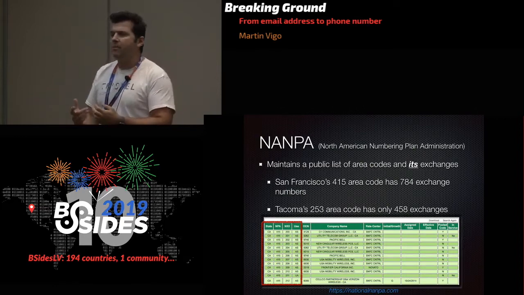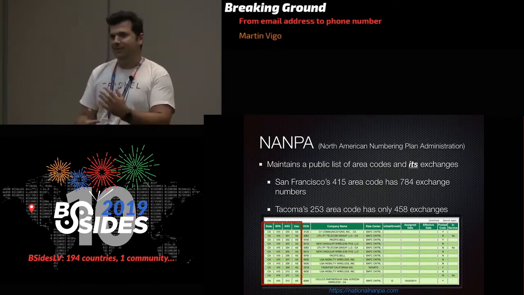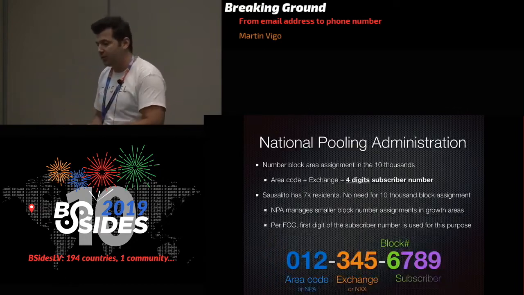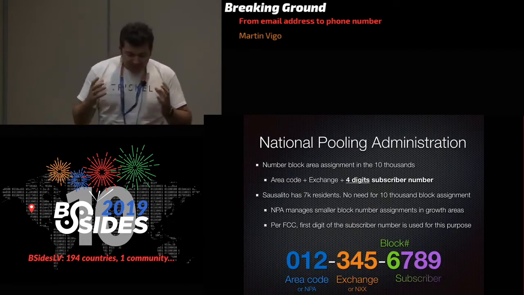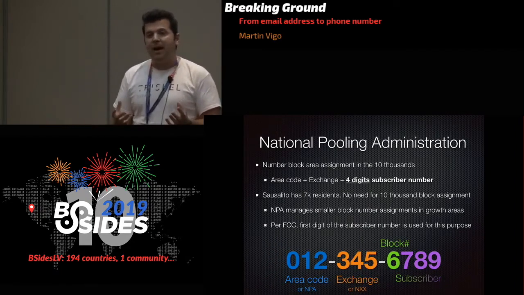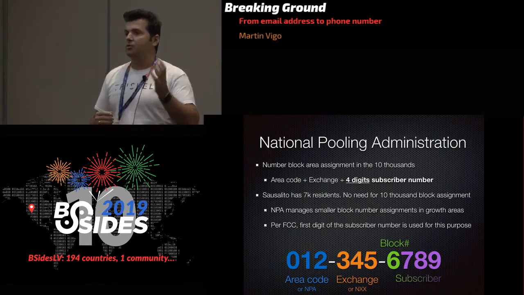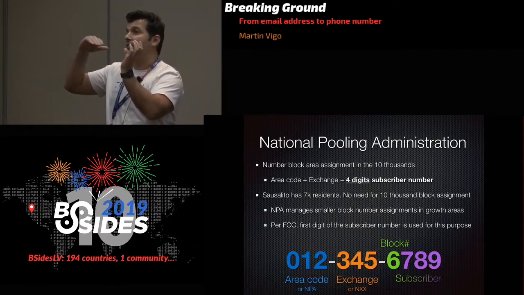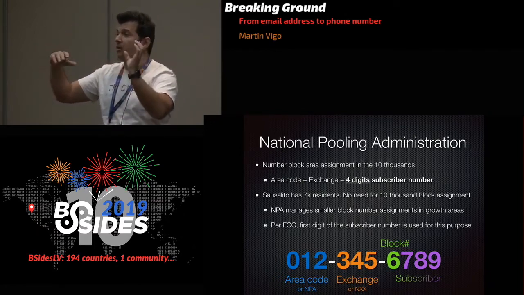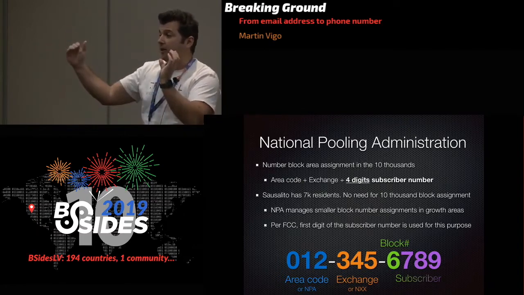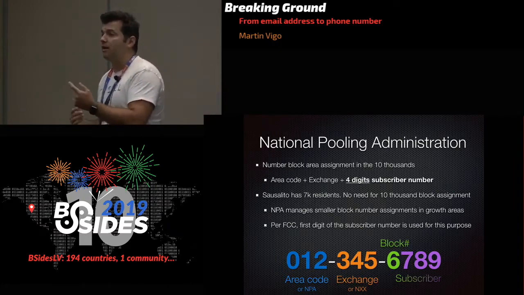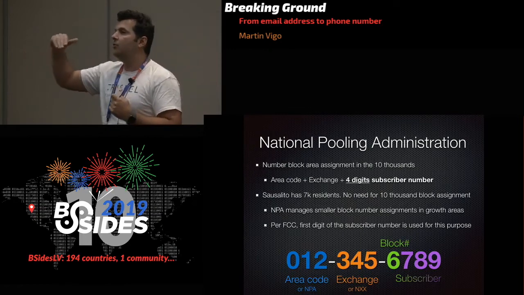But it's still quite some numbers, so I went deeper into the rabbit hole. Enter the National Pooling Administration. The way NANPA assigns numbers is by using the area code and the exchange, which is associated to a location and to a carrier. So for example, say 415-201 is assigned to Sausalito for AT&T.